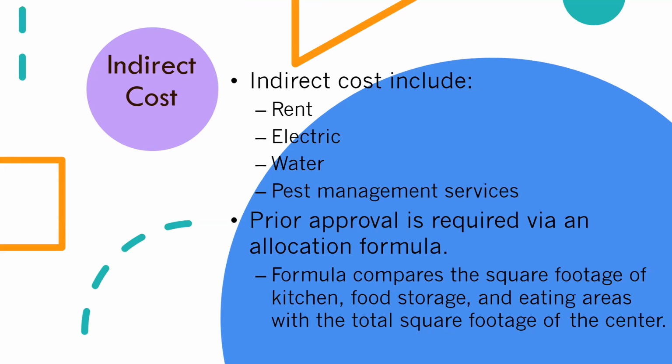Indirect costs include rent, electricity, water, pest management services. You want to ensure only the applicable CACFP percentages apply to all expenses. If using a separate CACFP account, pay the bill in full from your operating account, and then transfer the applicable percentage to the expense from the CACFP account. A lot of you don't do indirect costs. You don't do these extra things, but if you do and you run into a problem, we're here for you. Just ask questions.